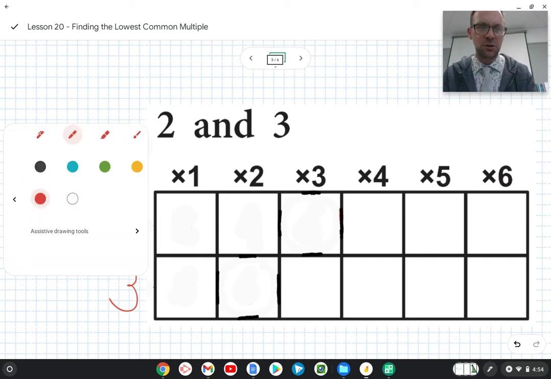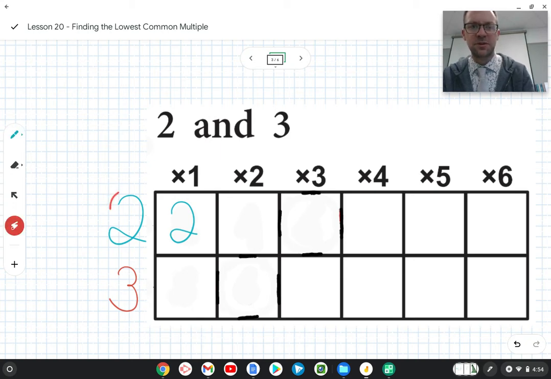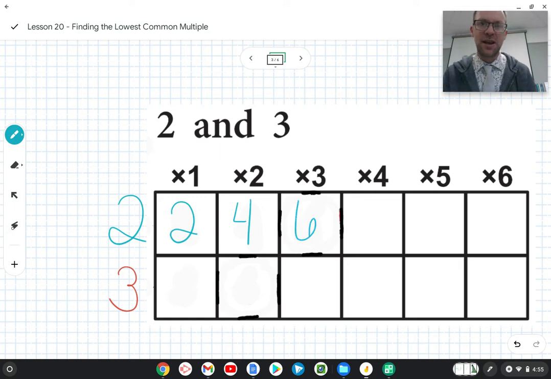Let's start with number 2. All right, we have 2 times 1. Well, that's easy. That's 2. So we can say that 2 is a multiple of 2. Let's keep going here. How about 2 times 2? Well, that's 4. So we can say 4 is a multiple of 2. Let's do one more. How about 2 times 3? Well, that's 6. All right, we've got enough multiples of 2.